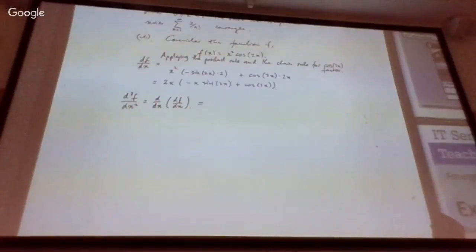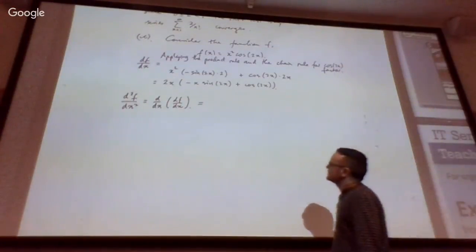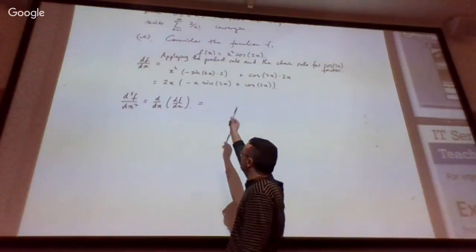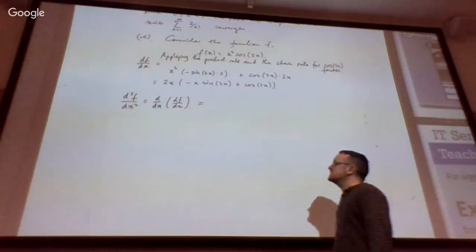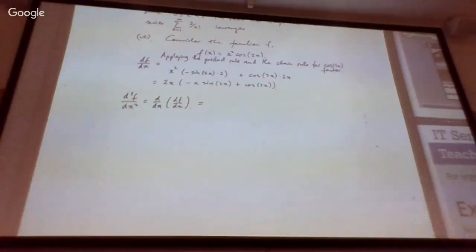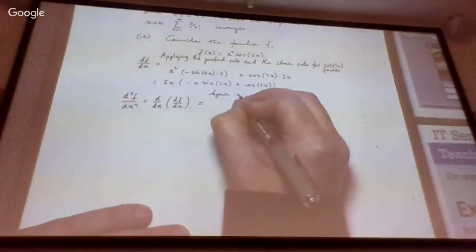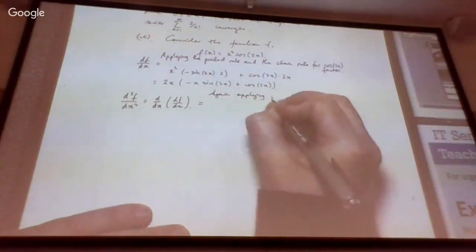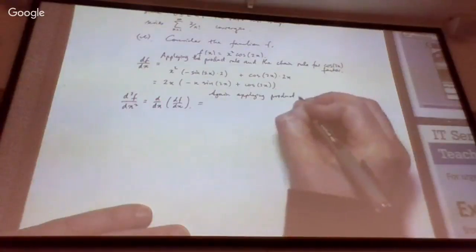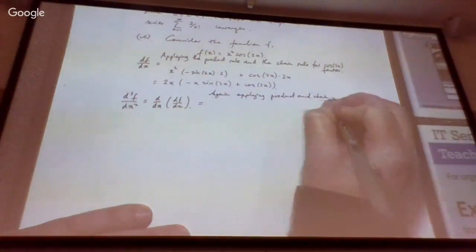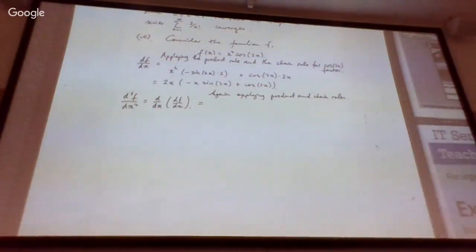And again, I don't think we need any new principles. It's again just going to be applying the product rule and the chain rule as appropriate. But the way we've got it organized, we're going to need a couple of iterations of the product rule. Okay? So again, applying the product and chain rules repeatedly, let's just say.